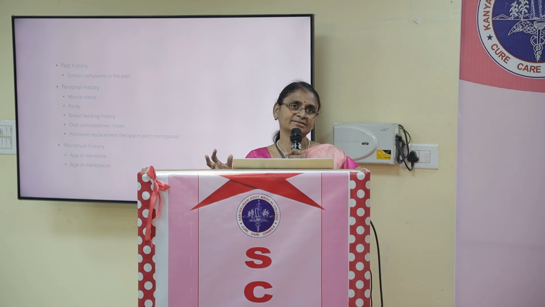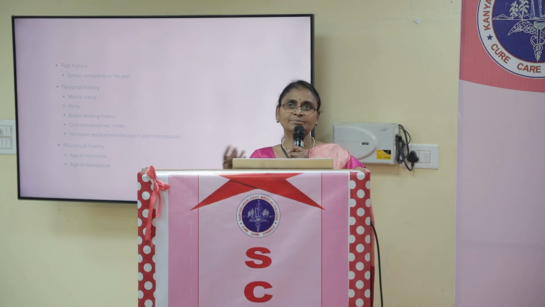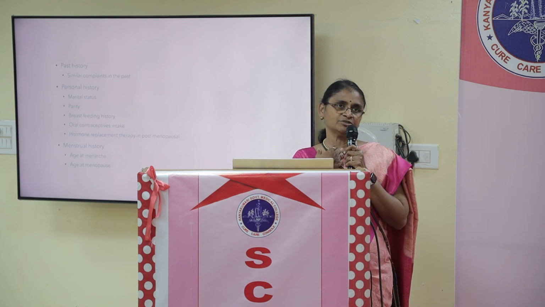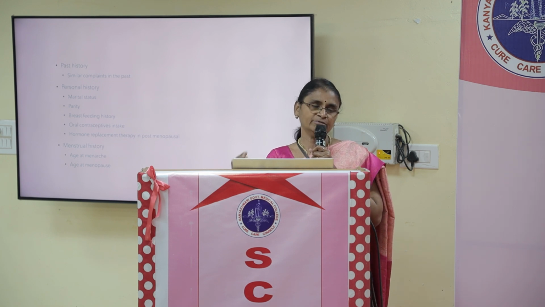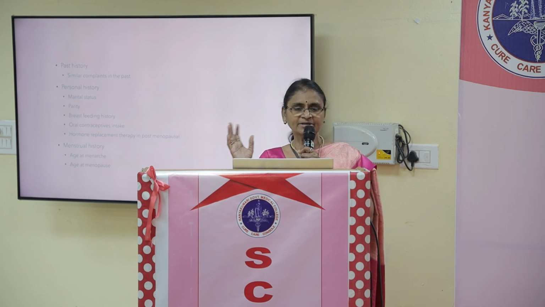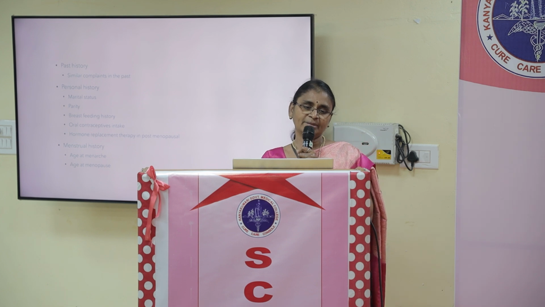So you will elaborate this in the present history, and in the past history you will ask about any similar complaints in the past, like any history of breast lump for which she has taken any treatment. Sometimes it may be atypia for which she should have taken a conservative line of management. This may be a recurrence, or sometimes it may even be a malignancy but the patient would not have completed her treatment, or sometimes it may be just a benign breast pathology. You should ask about any similar complaints in the past.